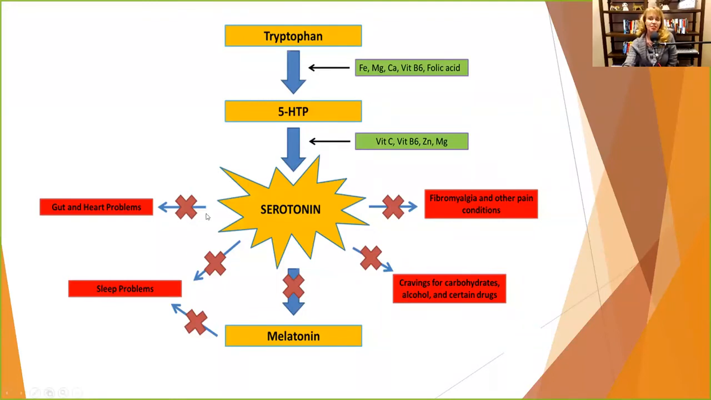And we know serotonin is broken down to make melatonin, which prevents sleep problems, but serotonin is also involved in gut and heart problems, fibromyalgia and other pain conditions, and cravings for carbohydrates, alcohol, and certain drugs. So, serotonin is kind of important. Even though it's not necessarily responsible for depression, we do know that it has links to a lot of other things.